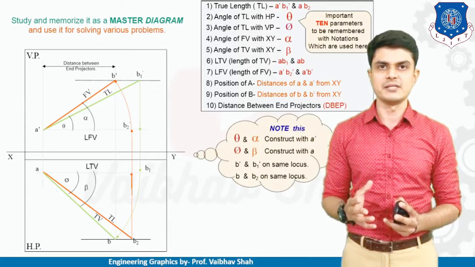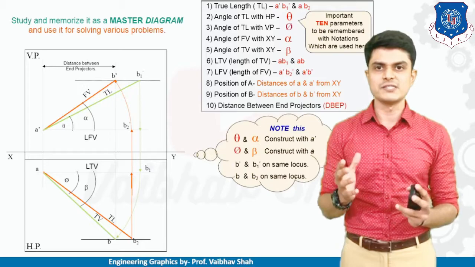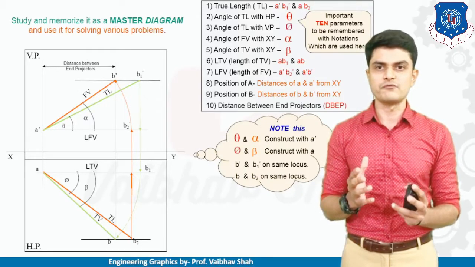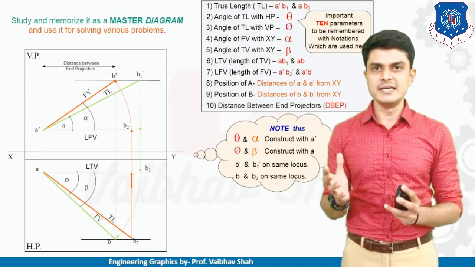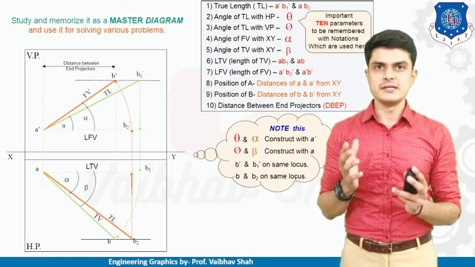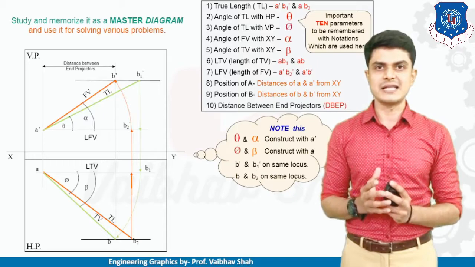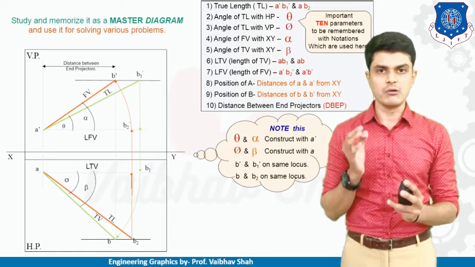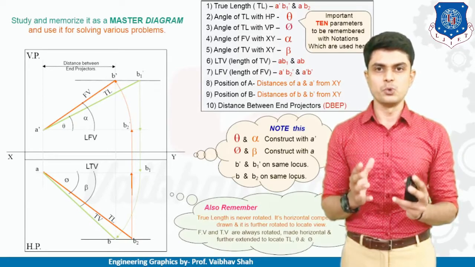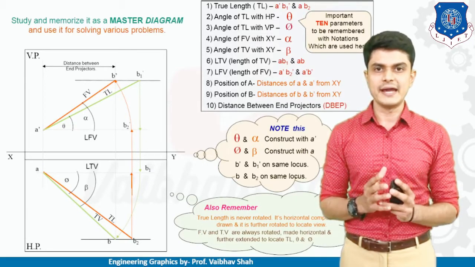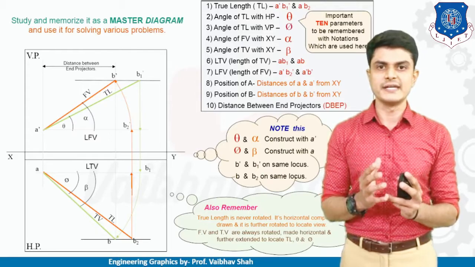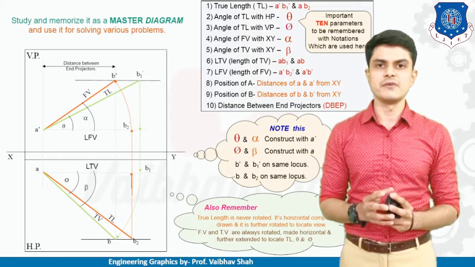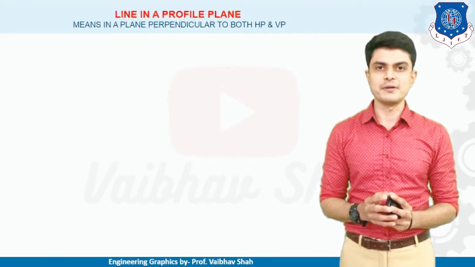But always remember that theta and alpha are always taken with a dash. Phi and beta are always drawn from your point A. B dash and B1 dash are always on the same locus line, and B and B2 are always on the same locus. And always remember, your true length is never rotated; top view and front view are rotated in order to get your true length, right? So let us begin with our very first example here.